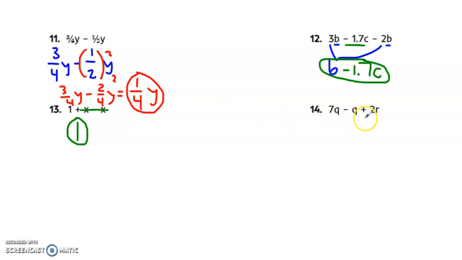7q minus q plus 2r. There's an imaginary 1 right here. So 7q minus 1q is 6q plus 2r.